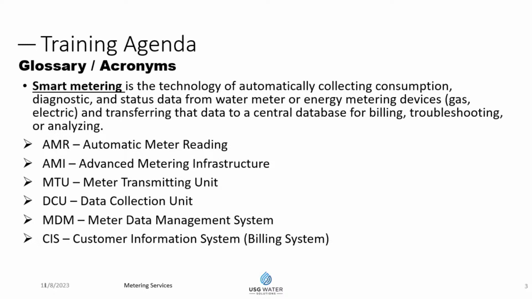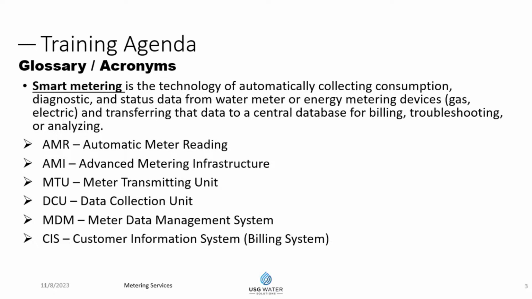Smart metering is the technology of automatically collecting consumption, diagnostic, and status data from the water meter or energy metering devices, gas and electric meters, and transferring that data to a central database that can be used for billing and also for troubleshooting issues as well as analyzing data.